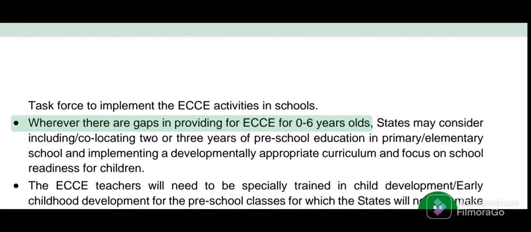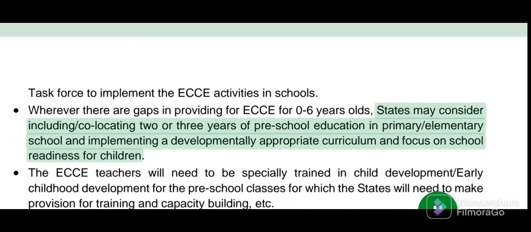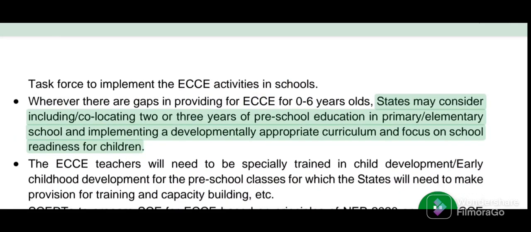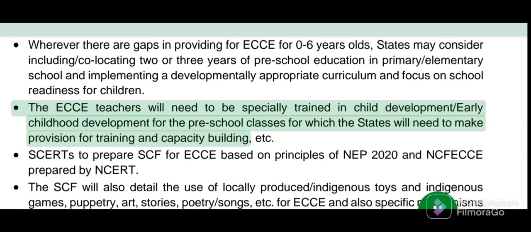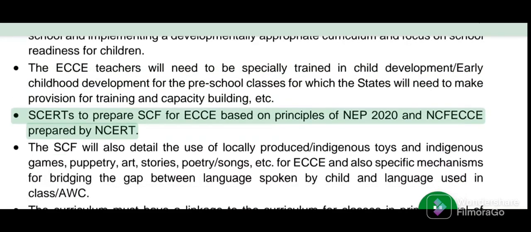Wherever there are gaps in providing for AK for 0 to 6 year olds, states may consider co-locating 2 or 3 years of preschool education in primary elementary school and implementing a developmentally appropriate curriculum with a focus on school readiness for children. The AK teachers will need to be specially trained in child development, early childhood development for the preschool classes, for which the states will need to make provision for training and capacity building, etc.